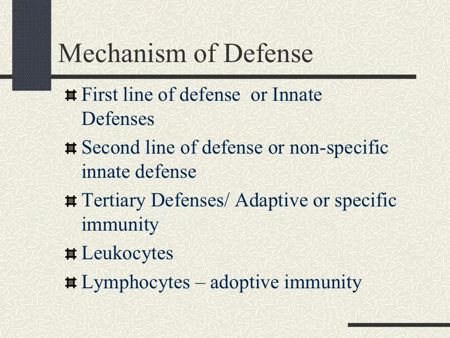The immune system works in lines of defense. There's the first line of defense, or the innate defense, the second line of defense, or the nonspecific innate defense, and then tertiary defenses, or adaptive or specific immunity. We have leukocytes and we have lymphocytes that have adaptive immunity. Tertiary defenses, or the adaptive immunity, develops after exposure to an antigen. So then with repeated exposure to that same antigen, the immunity response becomes better because of the memory T cells.